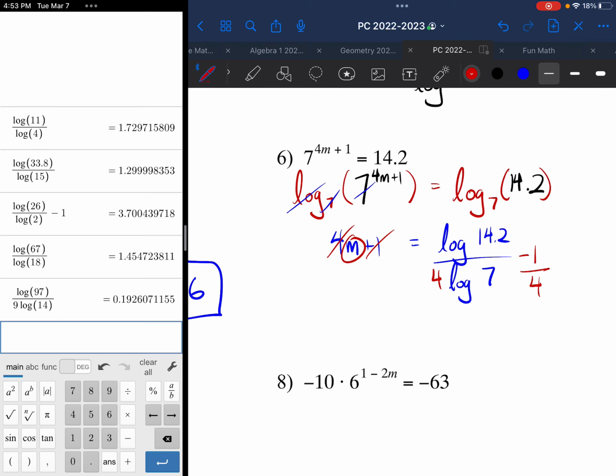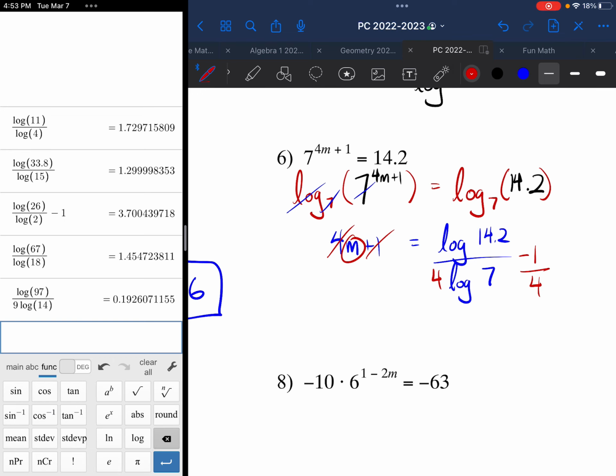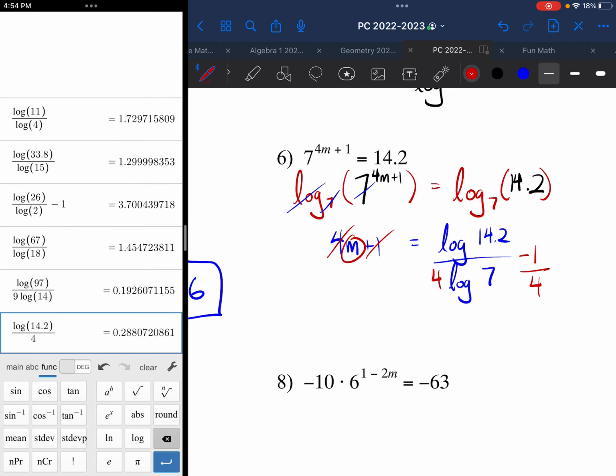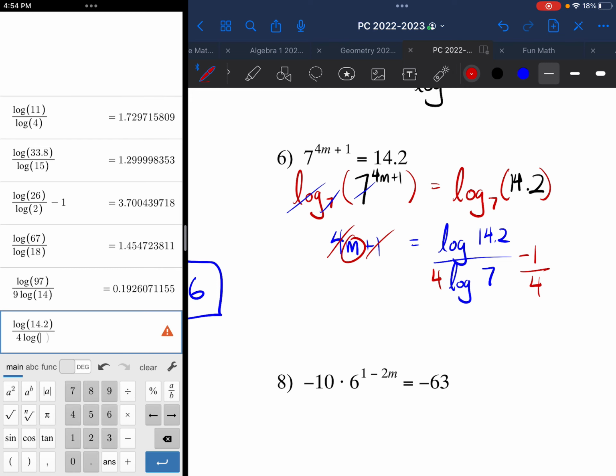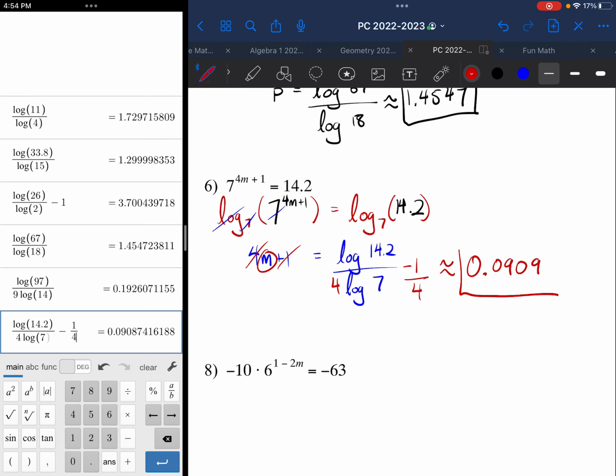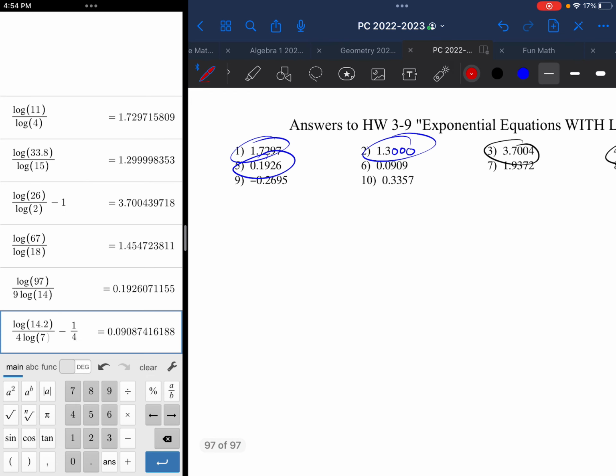All right, so I'm going to just type that all into the calculator. Ready, set, log of 14.2, and then that's going to be divided by 4 log of 7, and after that, I have to subtract 1/4. And I get approximately 0.0909, it gets rounded up to a 9. That's interesting. It's kind of a cool little pattern. All right, number 6, 0.0909, there it is.